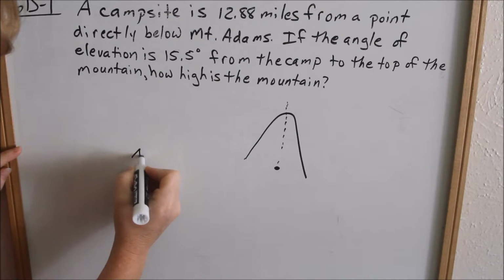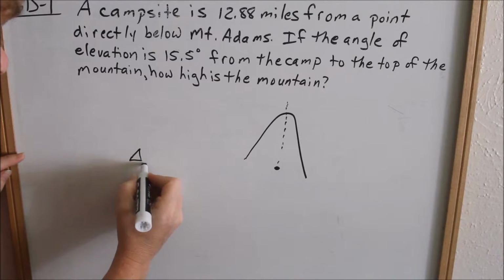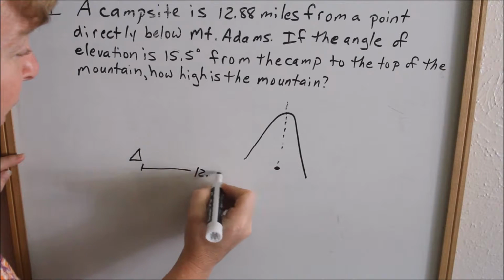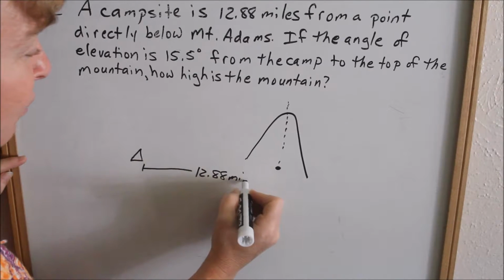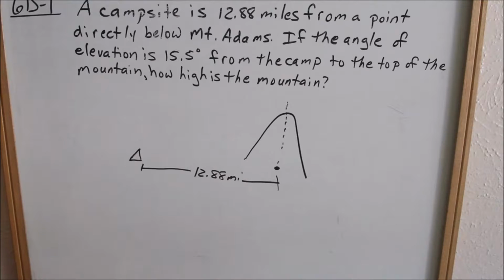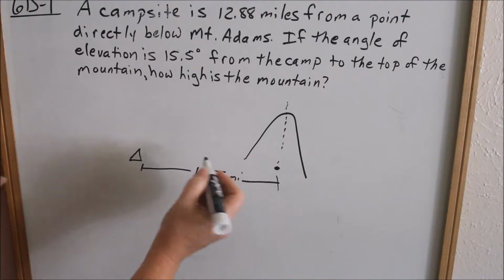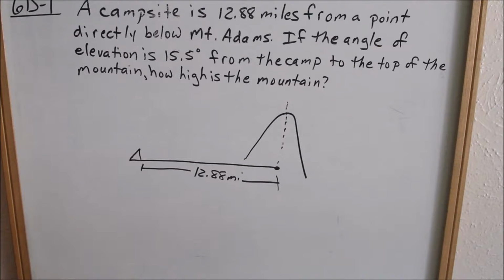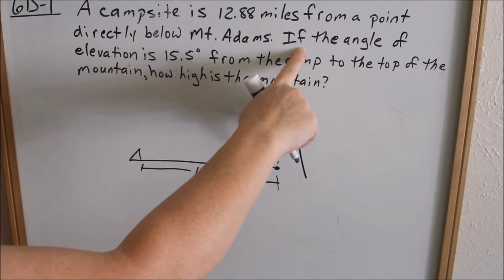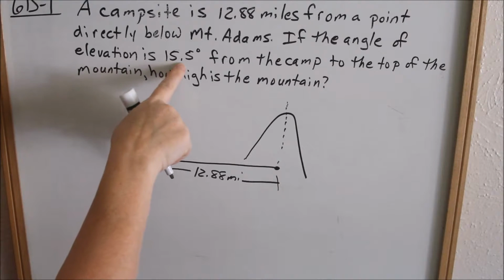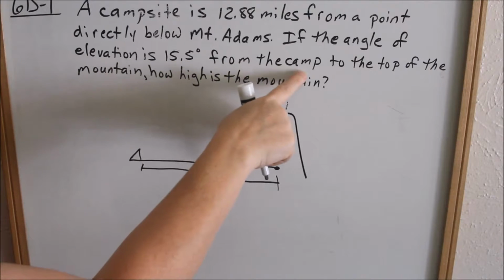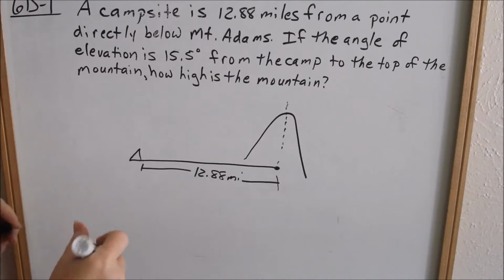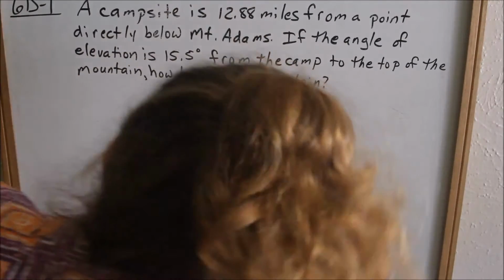So we have this campsite. There's your campsite. And they said it is 12.88 miles from a point that is directly below the mountain. So this would be your horizontal line. Then the next part says, if the angle of elevation is 15.5 degrees from the camp to the top of the mountain, how high is the mountain?